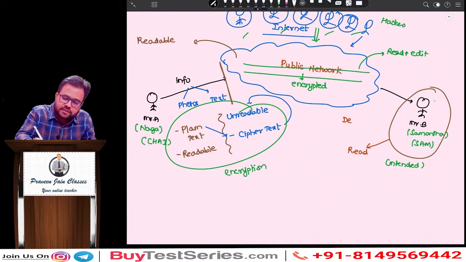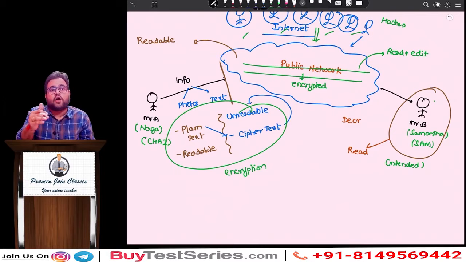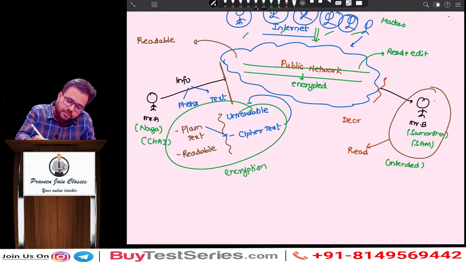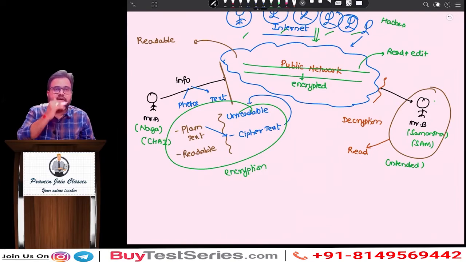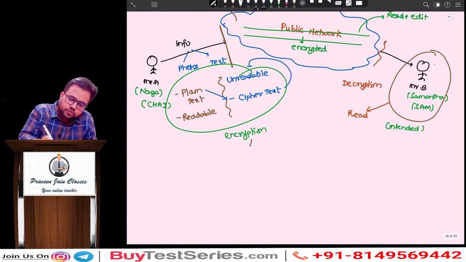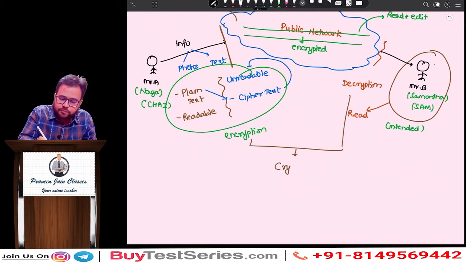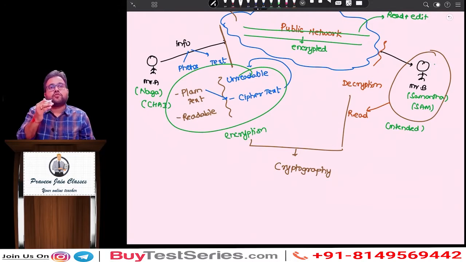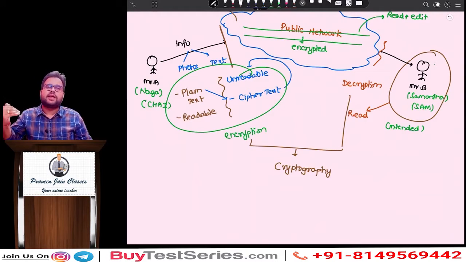Now, how will she read it? She will also have some tools, some algorithms which convert this unreadable text into readable format. What do we call this? Decryption. So encryption is done at the sender's end and decryption is done at the receiver's end. These two things collectively are what I mean by cryptography. So in cryptography you have two things: one is encryption, one is decryption.